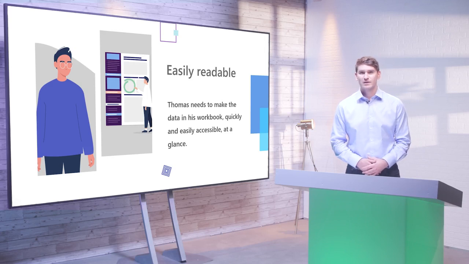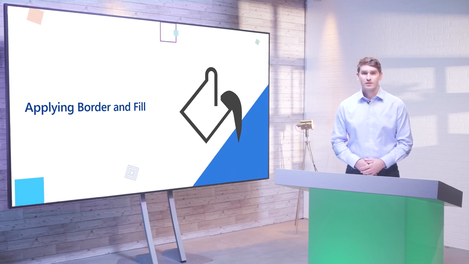Thomas needs to work on the design and layout of his workbook so that his manager can easily and quickly find the information they are looking for. Let's take a look at some formatting tools and techniques. Like working with fonts, you can also modify the appearance of cells in a variety of ways. For example, you can change the border options, fill colors, and even the format of data.